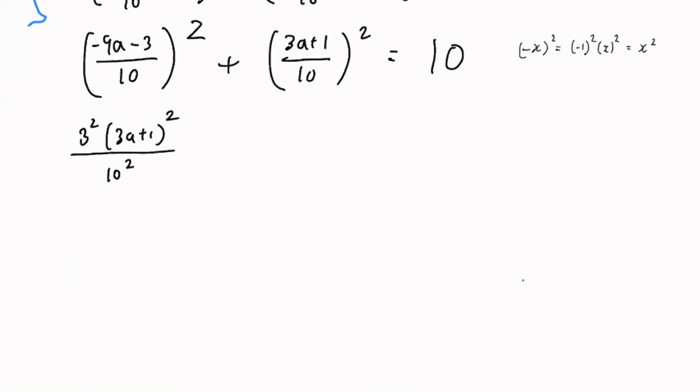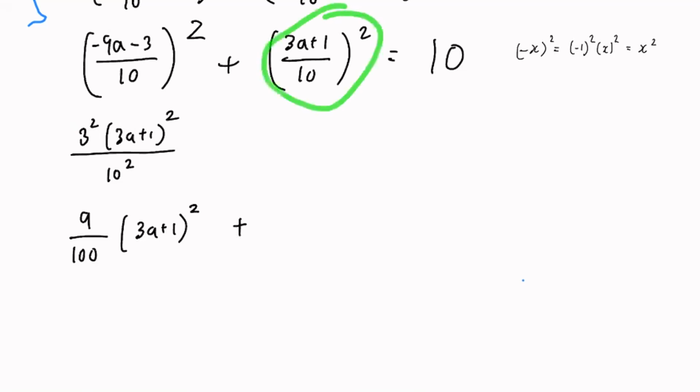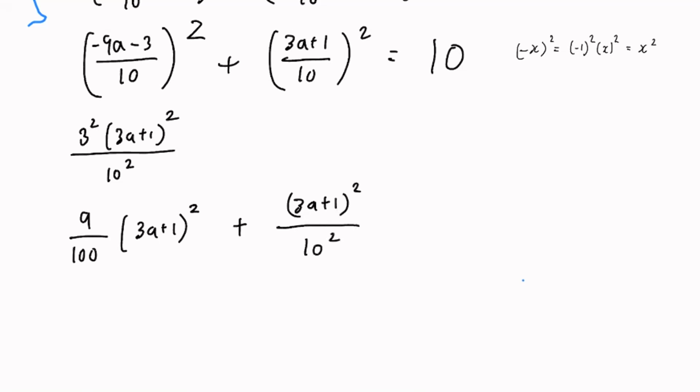Then you simplify, you end up with 9 over 100 multiplied by (3a plus 1) squared. Maybe I'll leave it alone first. Why? Because I see a pattern. Here, (3a plus 1 over 10) squared is really just the same as (3a plus 1) squared over 10 squared. Correct? 10 squared is 100, so over 100.